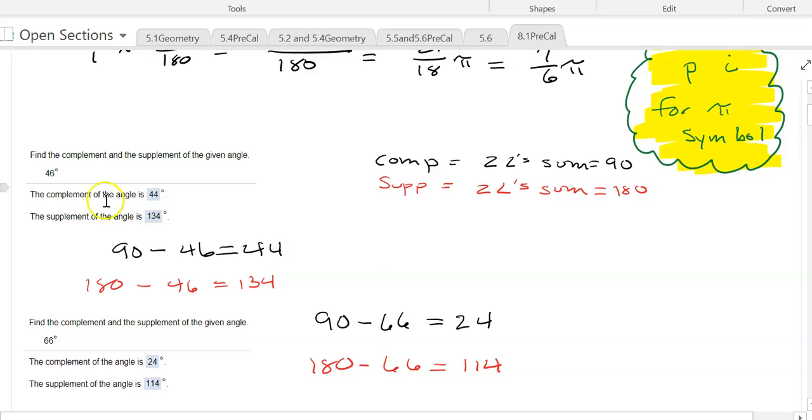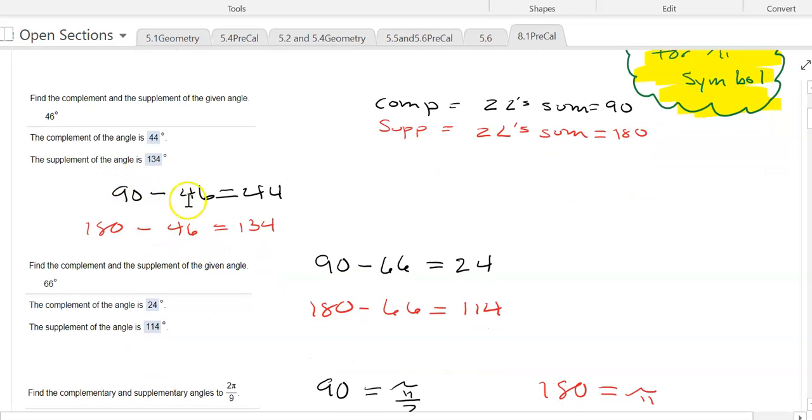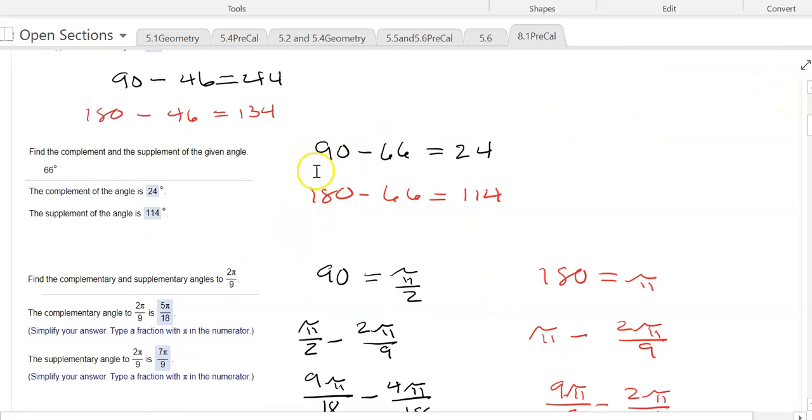Then we're going to take a look at complementary and supplementary angles. If you can't remember, complementary is when we have two angles whose sum is 90 degrees, and supplementary is where two angles sum to 180. So we simply subtract from 90 for the complement, and we subtract from 180 for the supplement. Same here.